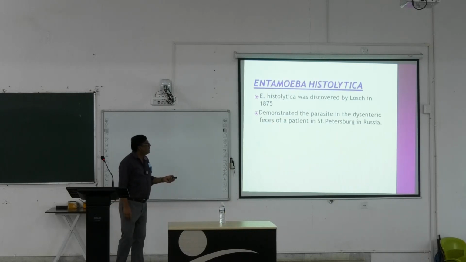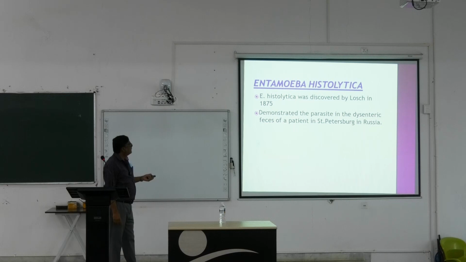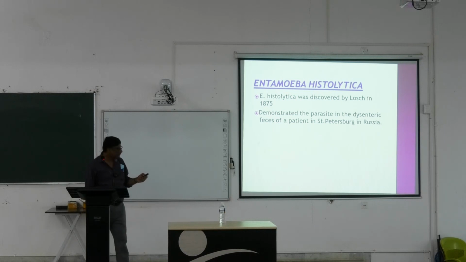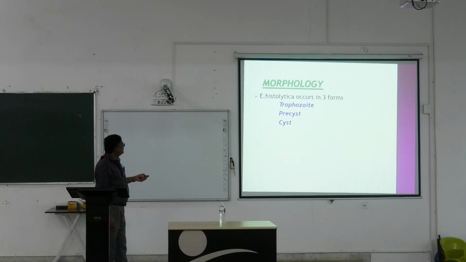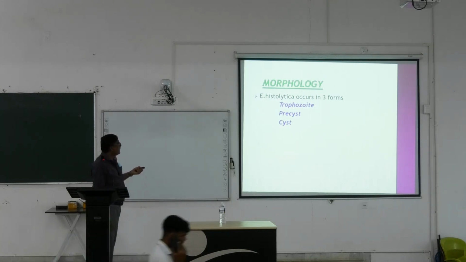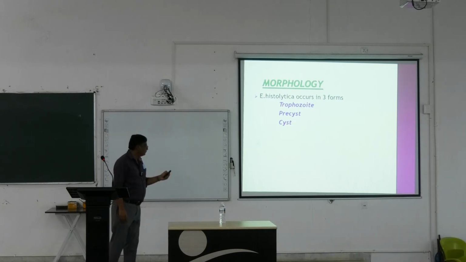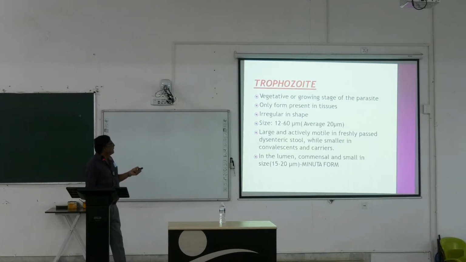Was first discovered by Lösch in 1875, who demonstrated the parasite in the dysenteric feces of a patient in St. Petersburg in Russia. These are the points we'll discuss. Morphologically, I have mentioned there are three forms: trophozoite, precyst, and cyst. The vegetative form is trophozoite.